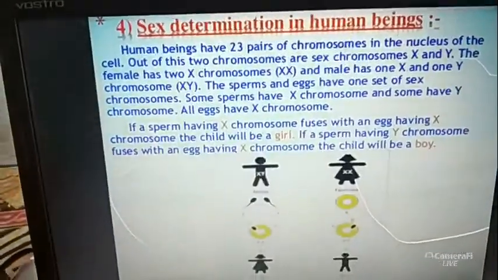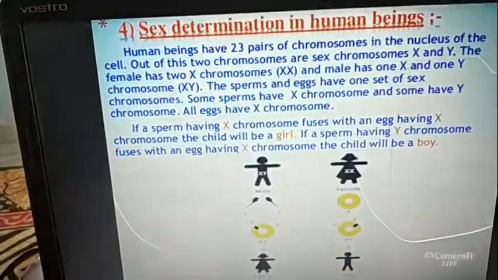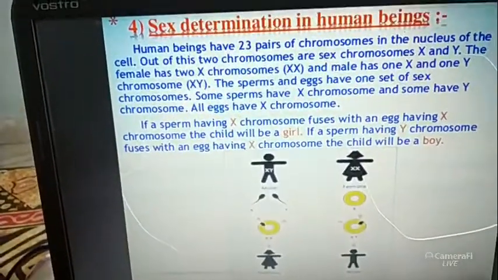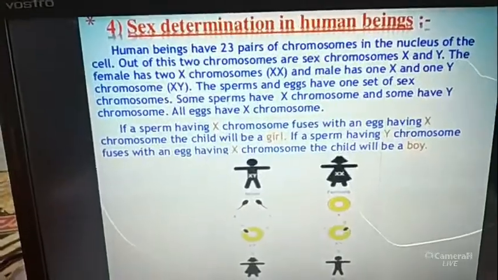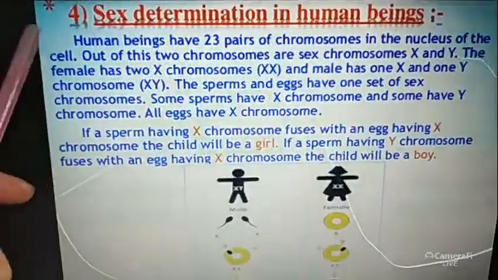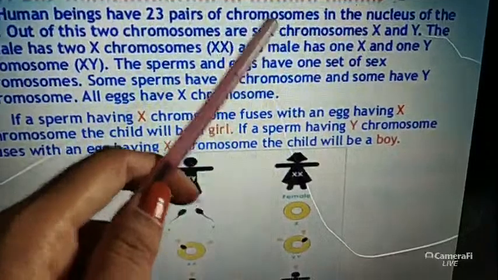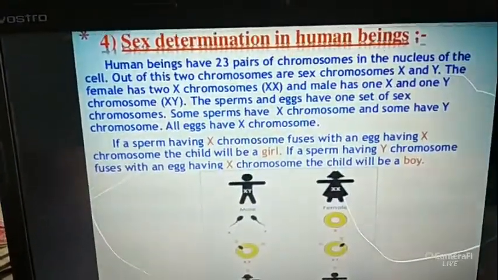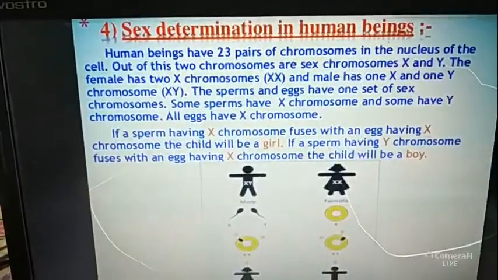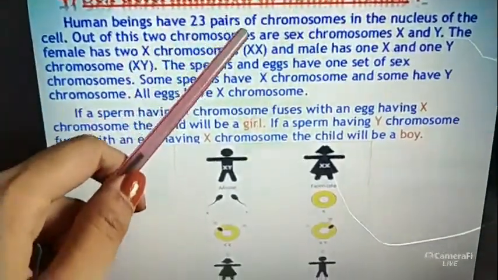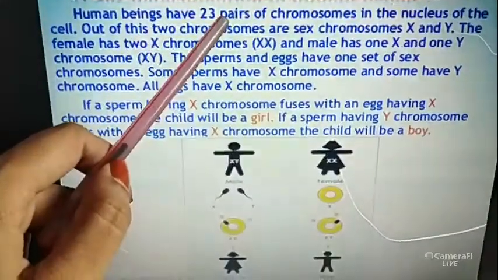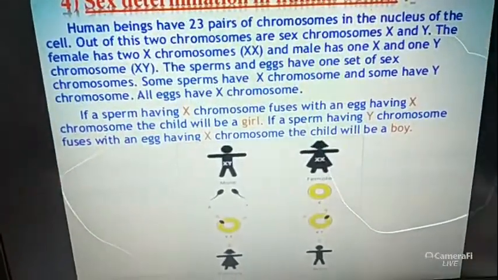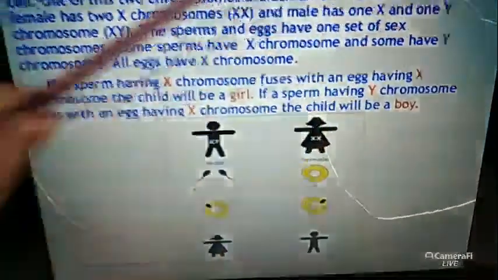So this is the notes of your sex determination in human beings. Take one screenshot of this slide. What I have written is that human beings have 23 pairs of chromosomes. 23 pairs means 23 into 2 equals 46, total 46 chromosomes. Paired means double, so 1 pair means 2 chromosomes. So 23 pairs means 46 in the nucleus of the cell.